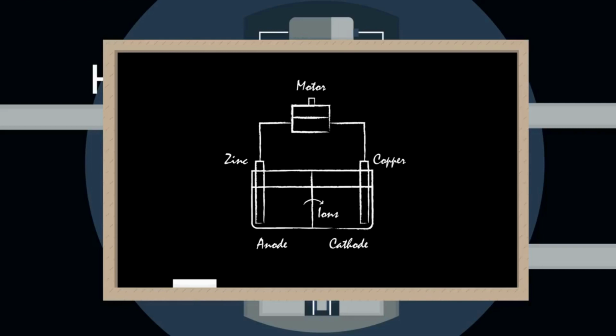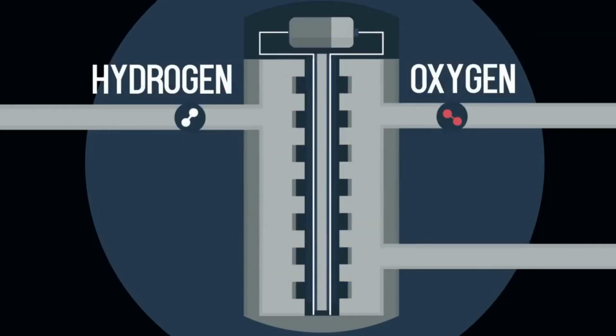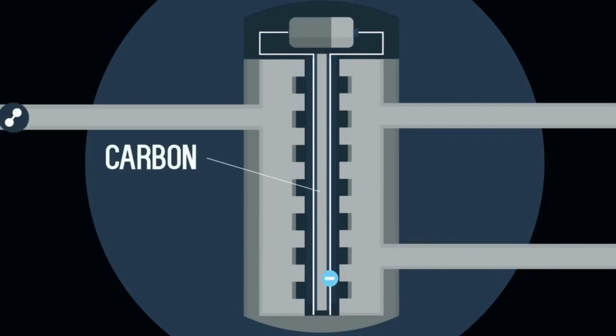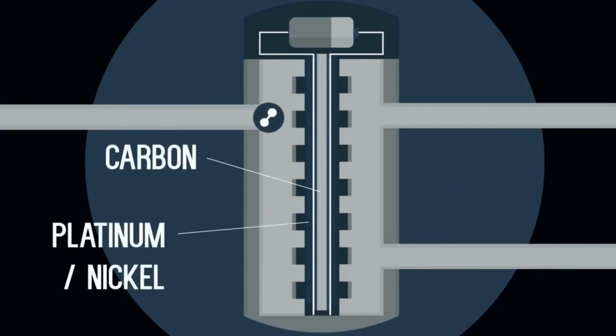In a fuel cell, the reactants are gases instead of metals. Hydrogen gives its electrons. The electrons flow round, driving the motor, and arrive at the cathode, where they are recombined with hydrogen in the presence of the reactive gas oxygen, which provides the driving energy to form water again. The electrodes can be made of porous carbon coated with a catalyst such as platinum or nickel.